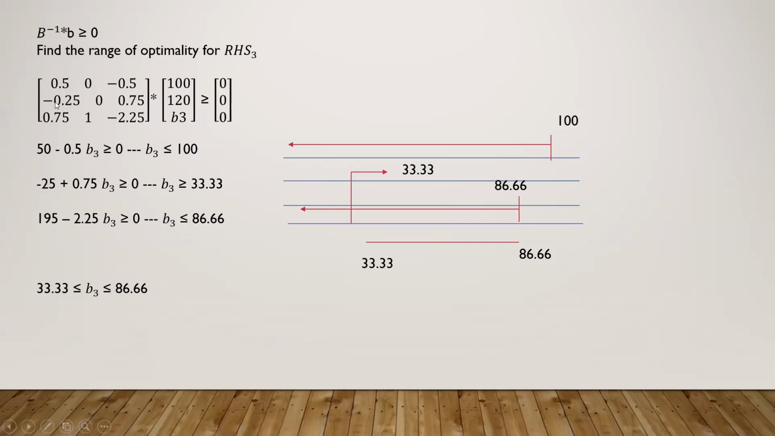Then we will have minus 0.25 by 100, then 0 by 120, then 0.75 by b3 in this line. So b3 eventually will be more or equal to 33.3. Then you will have 0.75 by 100, then 1 by 120, then minus 2.25 by b3 in this line. Eventually we will have b3 less or equal to 86 and 2/3. So then you have three conditions over here.